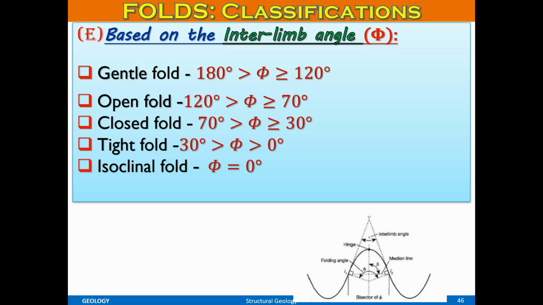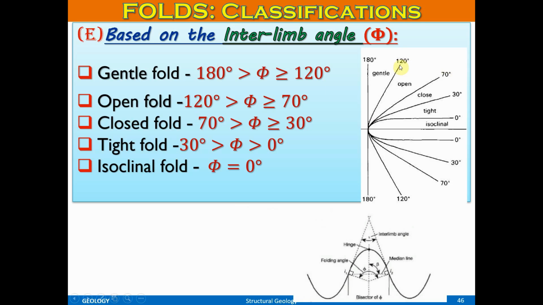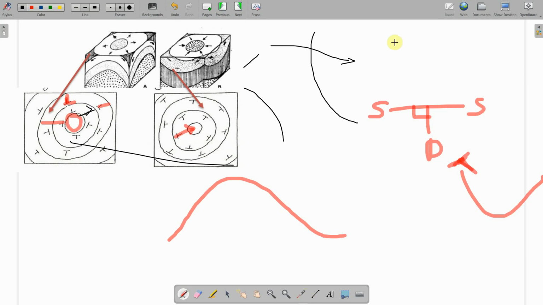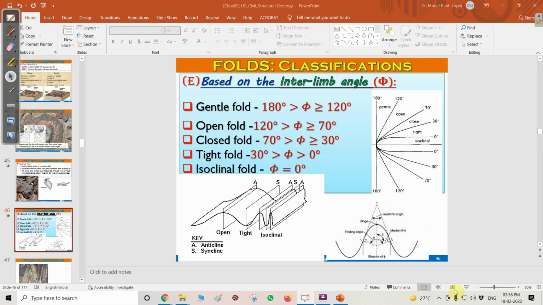Okay, that's a kind of wide structure like this. So this type of fold would be your gentle fold. If I draw the folded structure here, yes, of course you are not understanding. Let me take it.